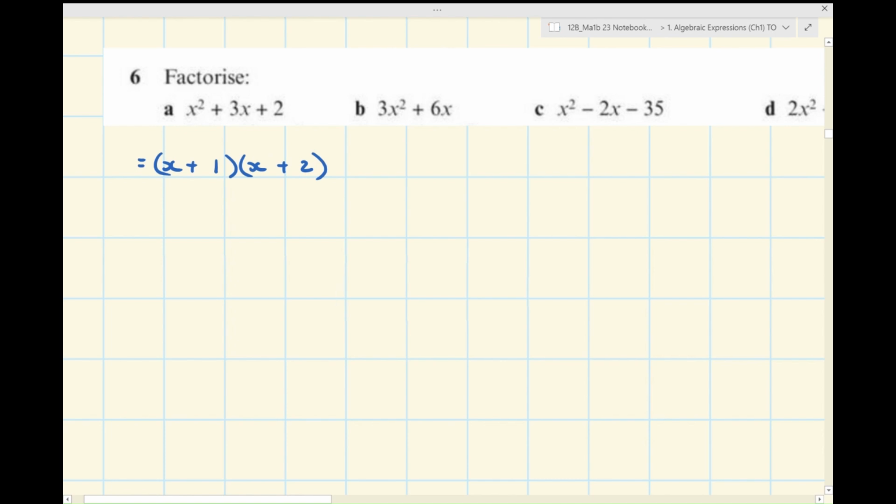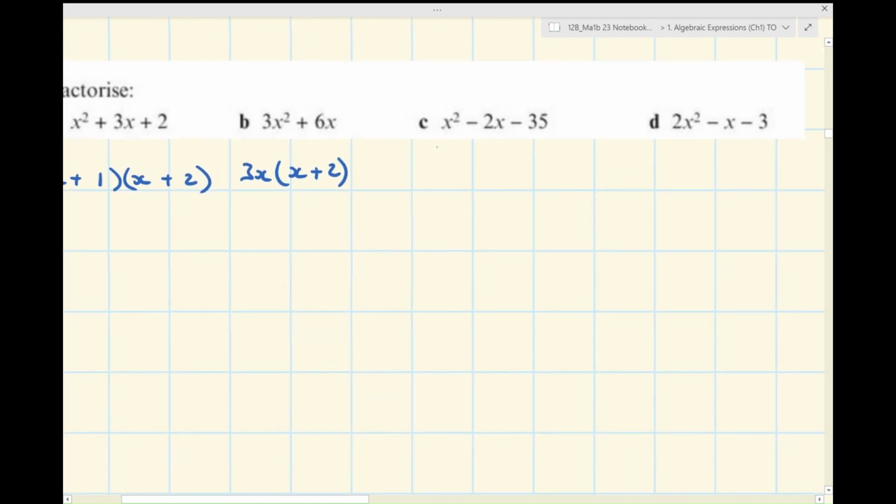Right, let's have a look at B. First thing I can do in B is take out a common factor. So I'm going to take out 3x, which leaves me with x plus 2. And that's B complete. Now C, I can't take out a common factor there. But I can factorise this into 2 brackets, x and x. Multiply to a minus, so one of these is a plus, and one of them's a minus. Multiply to minus 35, but add to minus 2. So I'm going to have minus 7 and plus 5.